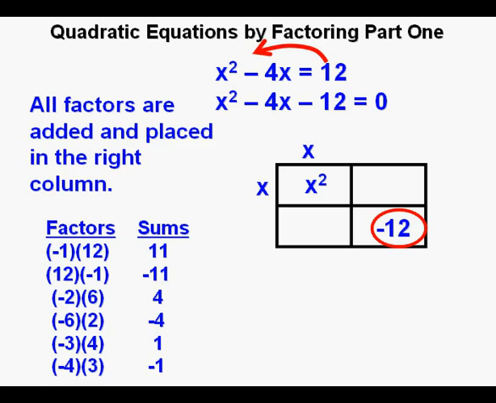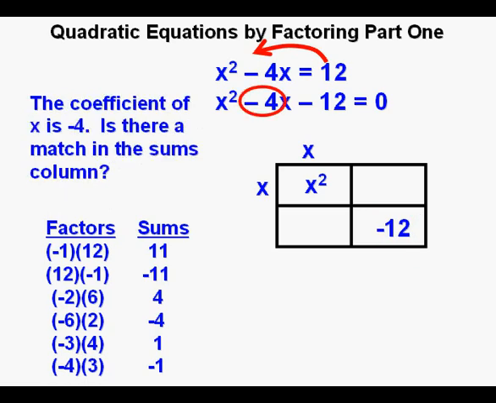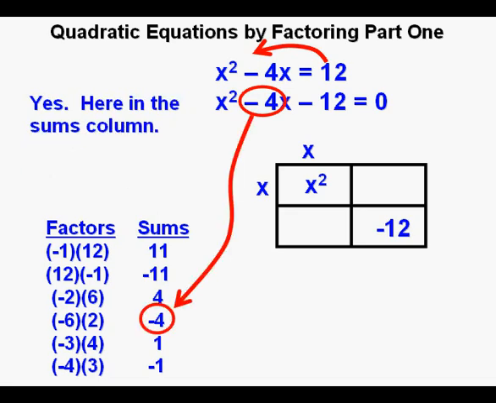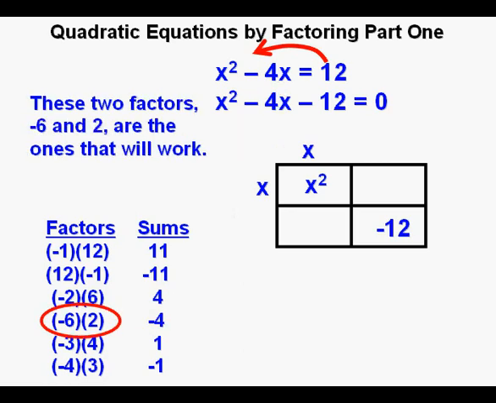We look up at the x term in the quadratic equation. Its coefficient is negative 4. Is there a match in the sums column? Yes, right here. Both the coefficient of x and the sums of the factors are negative 4, those factors being negative 6 and 2. This means that these two numbers, negative 6 and 2, are the factors that should work.